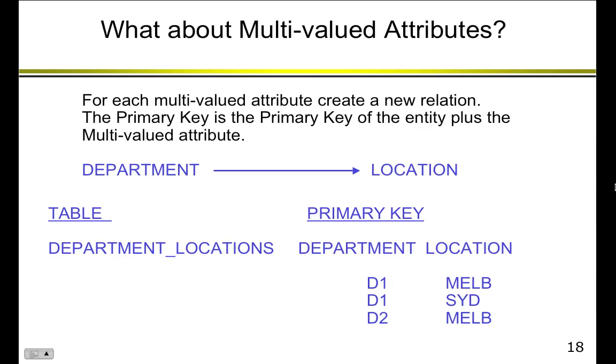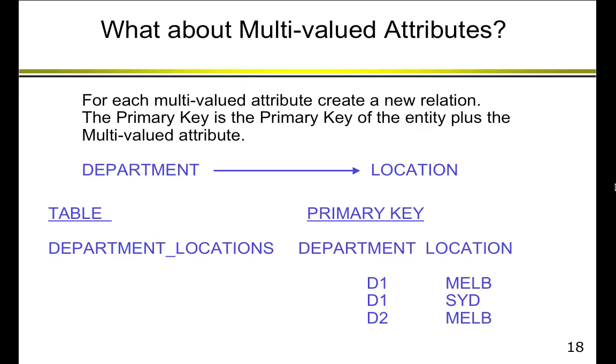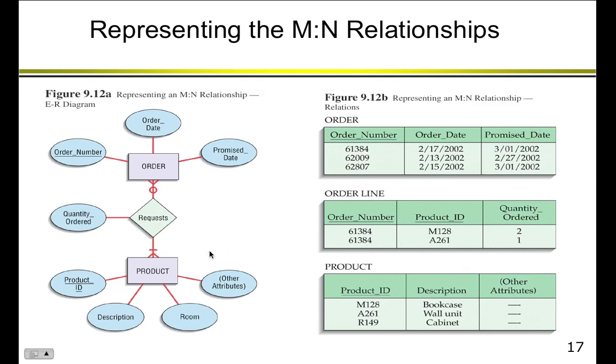Let's take a look at the concept of the multi-value just to reiterate that point. So for each of the multi-valued attributes that we saw there, we created a new relation for it. Students don't do this for some reason. I'm not quite sure why. This is how we get fewer tables than needed. Instead, what they do is they create the multi-value and they put it in one of the tables. So the primary key is the primary key of the entity plus the multi-valued attribute. So we have department location. The table is department underscore locations, which is kind of how this turned into order products, order line, order products.